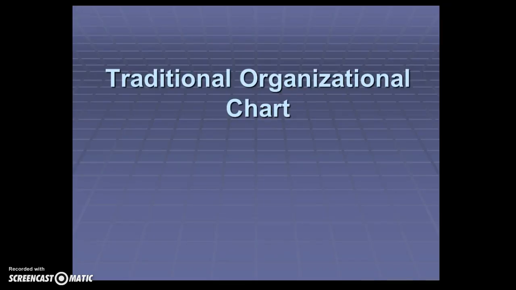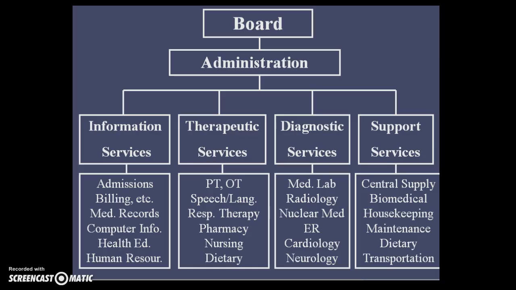Traditional organizational chart. This is an example of a very traditional one. At the very top, you have your board. Those are the people that typically own the hospital. They're responsible for making all the big decisions. Next, underneath them, you have the administration, department heads, CEOs, and then underneath all the administration, you have your 4 different subgroups. You have your informational services, therapeutic services, diagnostic services, and your support services. This is what a traditional organizational chart looks like.